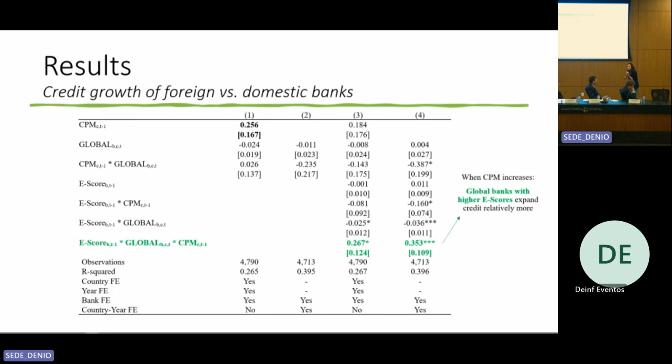And then when we begin to explore the heterogeneity by preferences for green assets, we do find that global banks that have higher environmental scores are significantly increasing their credit growth in a given country, relative to other banks. This means that when CPM, the climate policy measure, is higher, global banks with higher scores expand credit relatively more. So now we want to know, what is in absolute terms the credit growth of these global banks? To do this, we have to sum up a bunch of these coefficients.